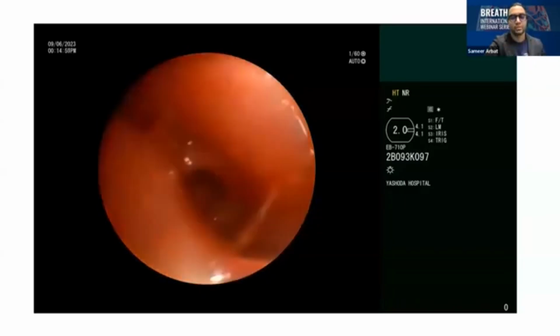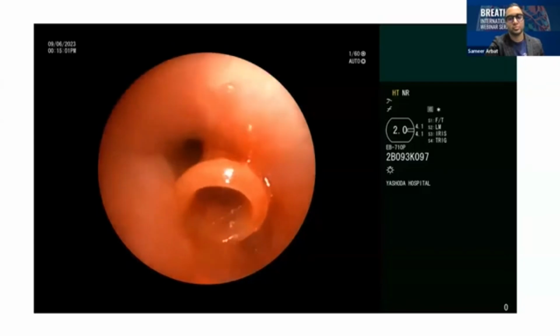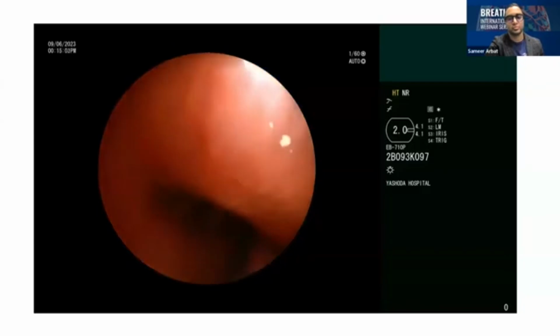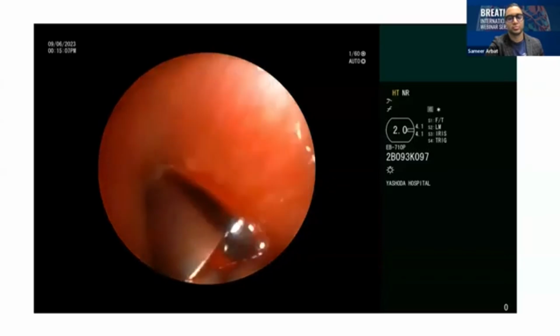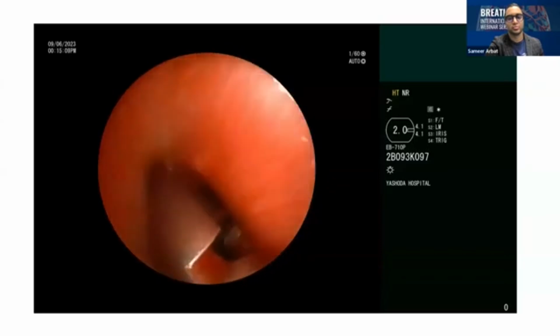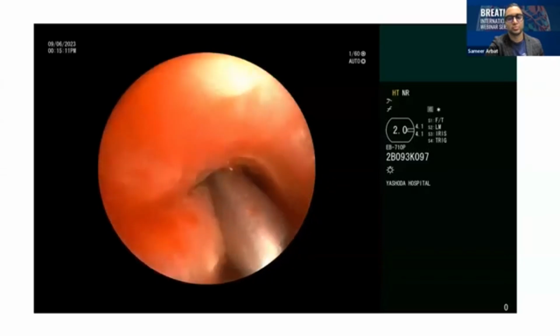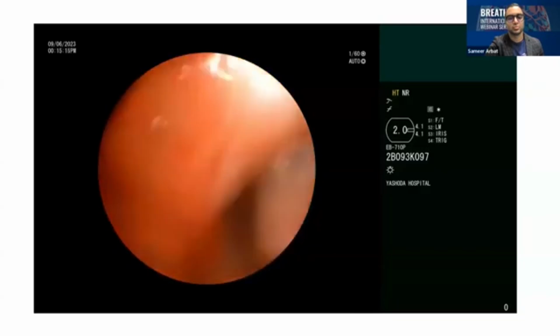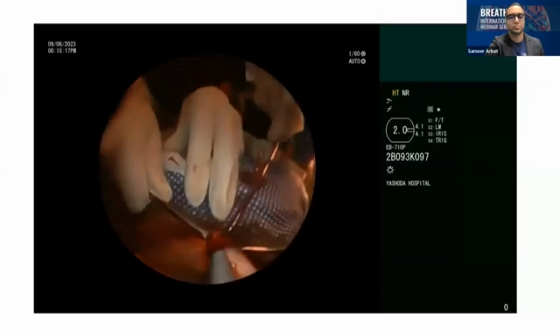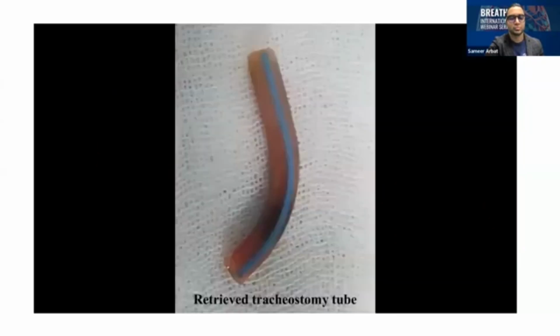Now you can see that I'm able to pass the rigid bronchoscopic forceps loaded with a flexible bronchoscope. And once I go inside under real-time vision, I am able to hold this foreign body in place, and I will be retrieving this foreign body. The technical challenge in this case was that we were not able to keep him off ventilation for more than a minute. So it has to be a quick in and quick out. And luckily, we were able to retrieve this tracheostomy limb.